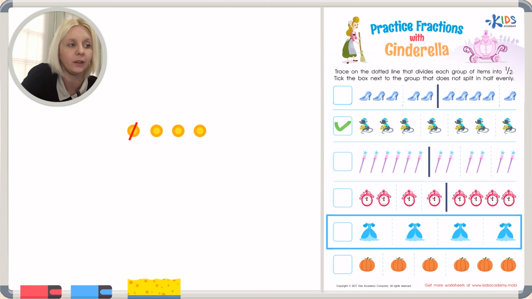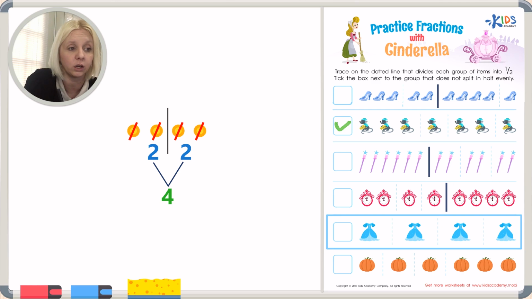So here, and then here, here, and then here. And remember, those were our last 2, so we're going to divide that in half. So on each side, there is 2. 1, 2. 2 plus 2 is 4. That was our total amount. So we're going to divide that. 1, 2. So that line is right after the 2. Okay, and we've got that divided evenly.